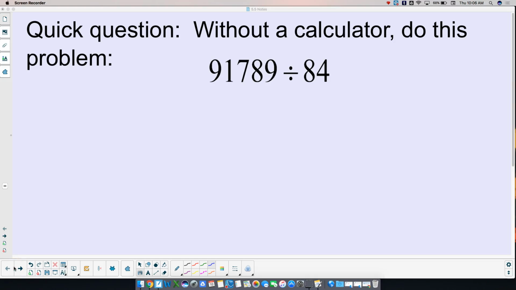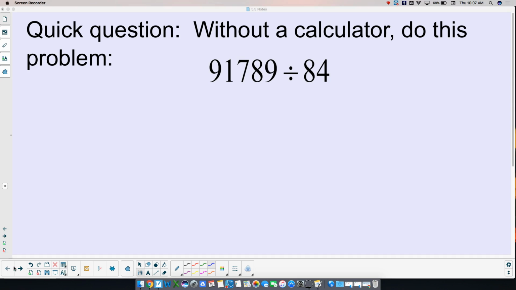So, how do I set up this problem? How do I set this problem up? What did you do first? I get it. We have to long divide it. How would you set it up?